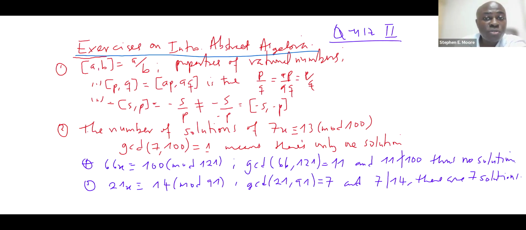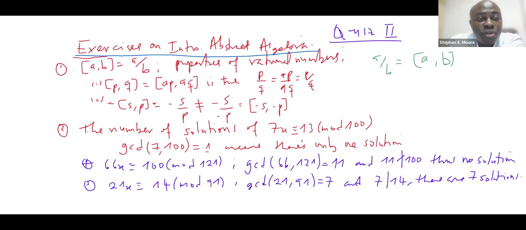The first question had to do with the properties of rational numbers. We did say that if we have a over b, we could represent it as the square bracket a comma b. So really, it's nothing strange, and all the properties of rational numbers that we know from the basics carry through.